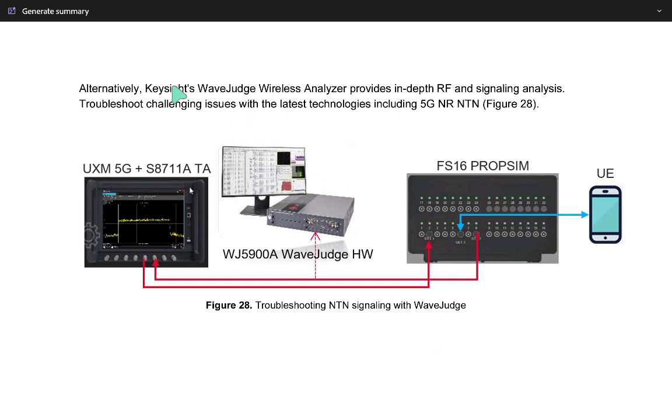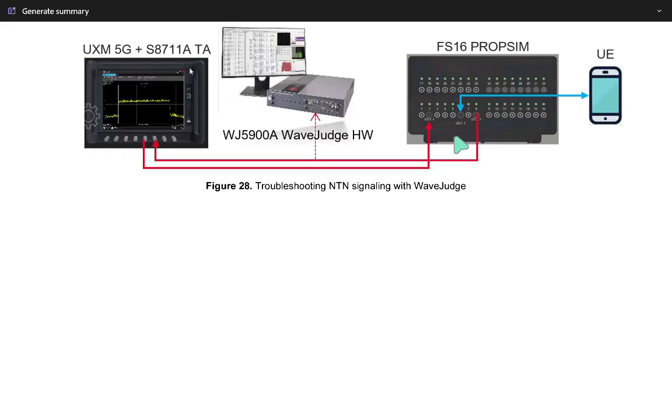Alternatively, the Keysight WaveJudge wireless analyzer provides in-depth RF and signaling analysis to troubleshoot challenging issues, and the latest technology including 5G and NTN. Figure 28. Troubleshooting NTN signaling with WaveJudge, UXM 5G Plus, S8711A TA, WJ5900A WaveJudge hardware, FS16 prop sim.